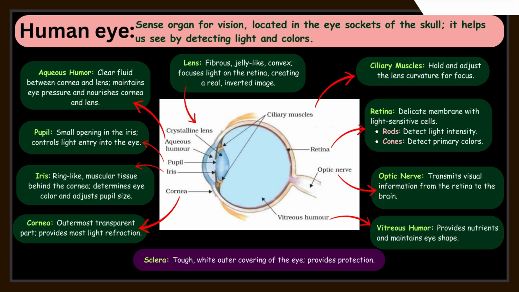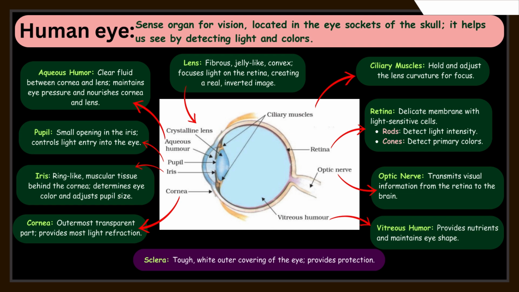Let's begin. Let's understand an amazing feature of our eyes, something we use every second without even thinking about it. It's called the power of accommodation. The human eye has a natural ability to adjust its focus so we can see both near and far objects clearly. This is done by changing the shape of the eye lens, and that's where the ciliary muscles come in.